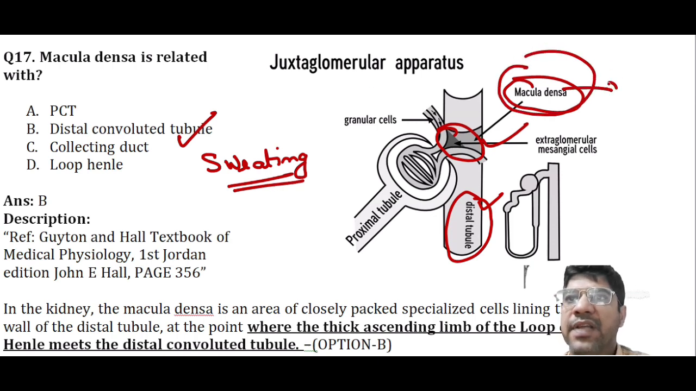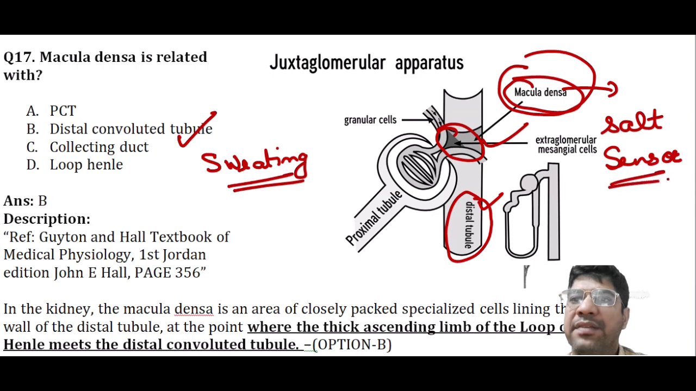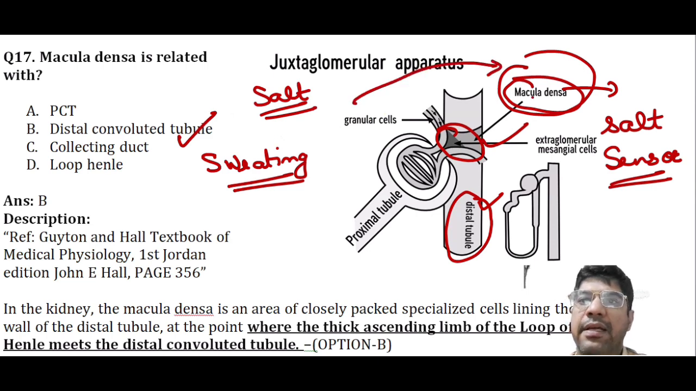What is the function of that? It is basically a salt sensor. So the macula densa is a salt sensor. It will check how much salt is in the liquid that the kidney is clearing. After you work out, you lose a lot of salt in your sweat. So the macula densa would sense these changes and it will send a signal, that is an alarm signal.